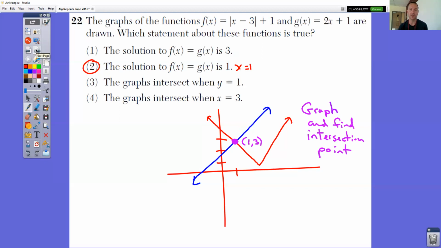In question number 22, the graphs of the functions are drawn. All right. So I would type them into my y equals and graph it. Remember, you do the absolute value by hitting second and 0, which is the catalog, ABS. Which statement about these is true? Well, when you graph it, the solution to f of x equals g of x is 1. Do they cross at x equals 1? Yes, they do. All right, their intersection point is 1, 3. So your x value is 1 right there.